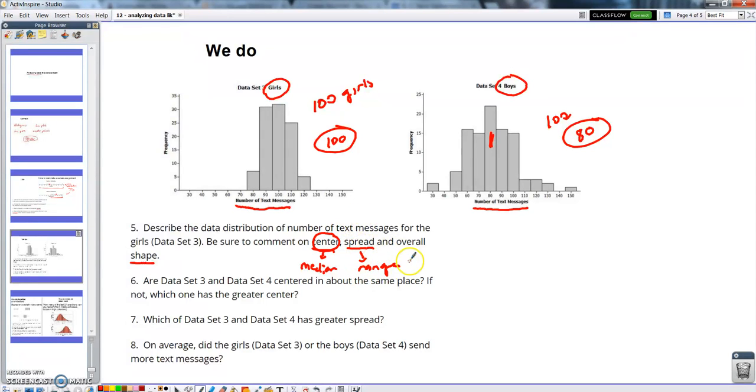Spread is how spread out they are. That's range. The girls were not very spread out. Their range only goes from 75 to 125. So they had a range of 50 texts.